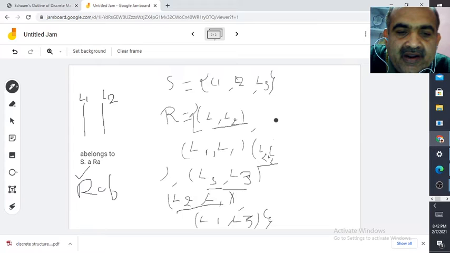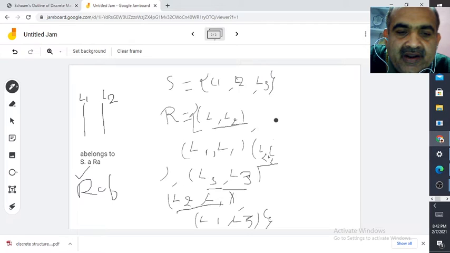So wherever A R B exists in the relation, then B R A should be there in the relation. Suppose the ordered pair (1, 2) exists in the relation, then (2, 1) should be there, then it is symmetric. Here we have (L1, L2), then we have (L2, L1), so this is symmetric.